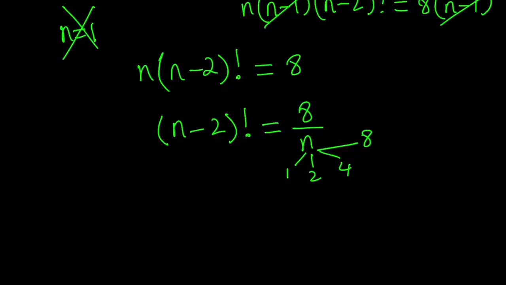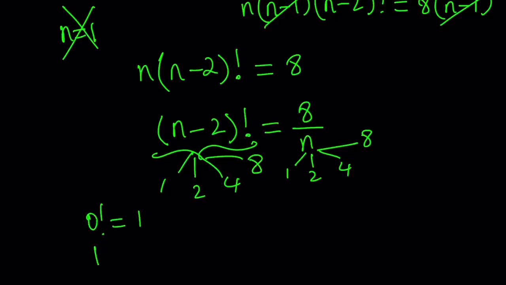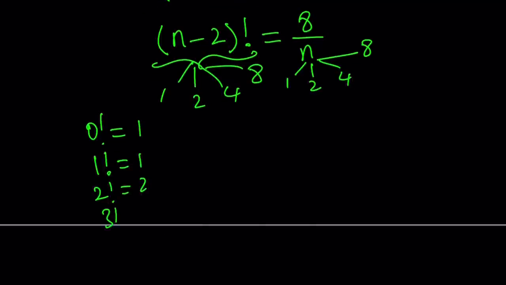So how do you find n from here, or which one is going to work? Well, if n is 1, then (n minus 2) factorial is going to be 8. So this is also true for (n minus 2) factorial. It can be 1, 2, 4, or 8. But think about all the factorials. Like 0 factorial is 1. 1 factorial is 1. 2 factorial is 2. 3 factorial is 6. Right?